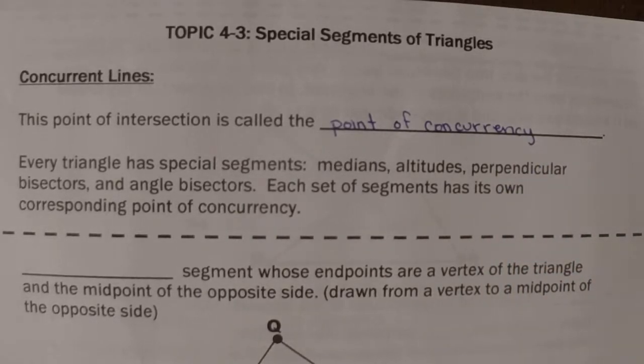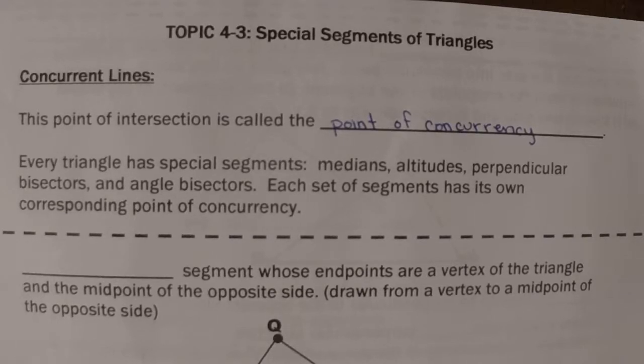So it says every triangle has special segments: medians, altitudes, perpendicular bisectors, and angle bisectors, and each set of segments has its own corresponding point of concurrency. So the first one that we're going to talk about is the segment whose endpoints are a vertex of a triangle and the midpoint of the opposite side. In other words, it's drawn from a vertex to a midpoint of the opposite side.